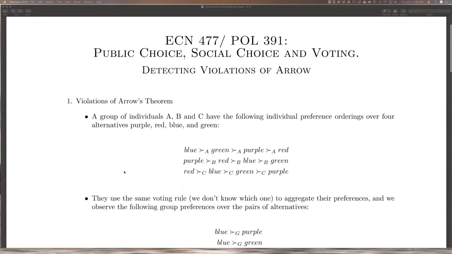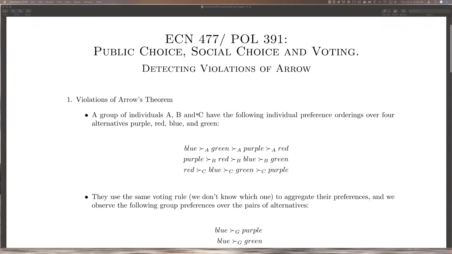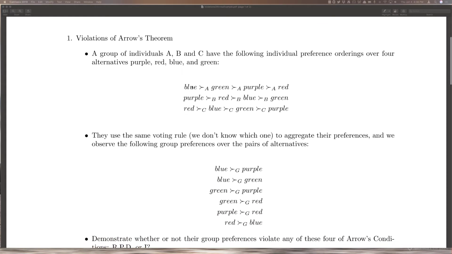So here I have a group of individuals, person A, person B, and person C, and they have the following preferences over four alternatives. I just picked colors for this example: purple, red, blue, and green. Following this notation, these are person A's preferences. Person A strictly prefers, let's start at the bottom here, purple to red, they strictly prefer green to purple, and they strictly prefer blue to green. That's how you read these preferences.